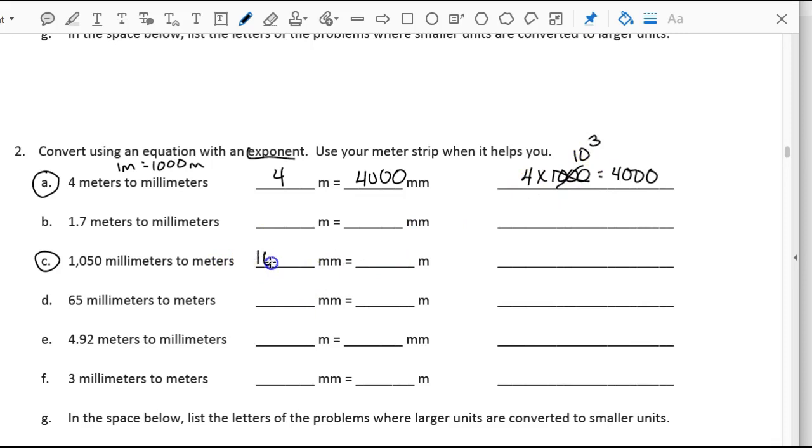This one is 1,050 millimeters. We've got to figure out how many meters that is. So if we say 1,050, and we're dividing, how many millimeters are in a meter? 1,000. So we're going to divide by 10 to the third power. That's the same as 1,000.